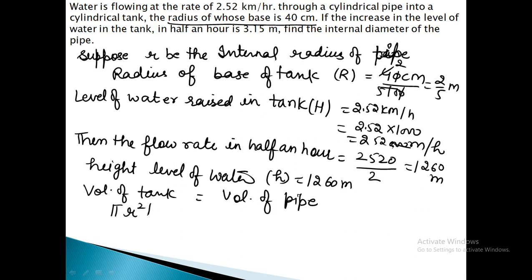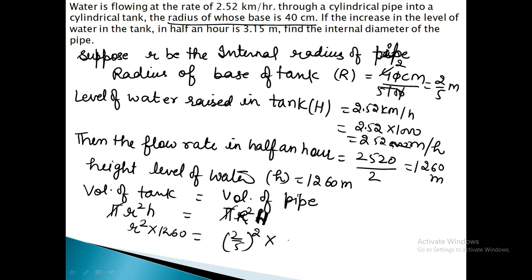Pi r square h is equal to pi r square h. But you have to remember that for the tank we will use small r and small h, but for the pipe we will use radius in the form of capital R, and height also in the form of capital H. So that's why we have to write here capital R and capital H, and pi cuts with pi, and we have to find out small r. Small h is given as 1260, and capital R is (2 by 5) whole square. Capital H is given.